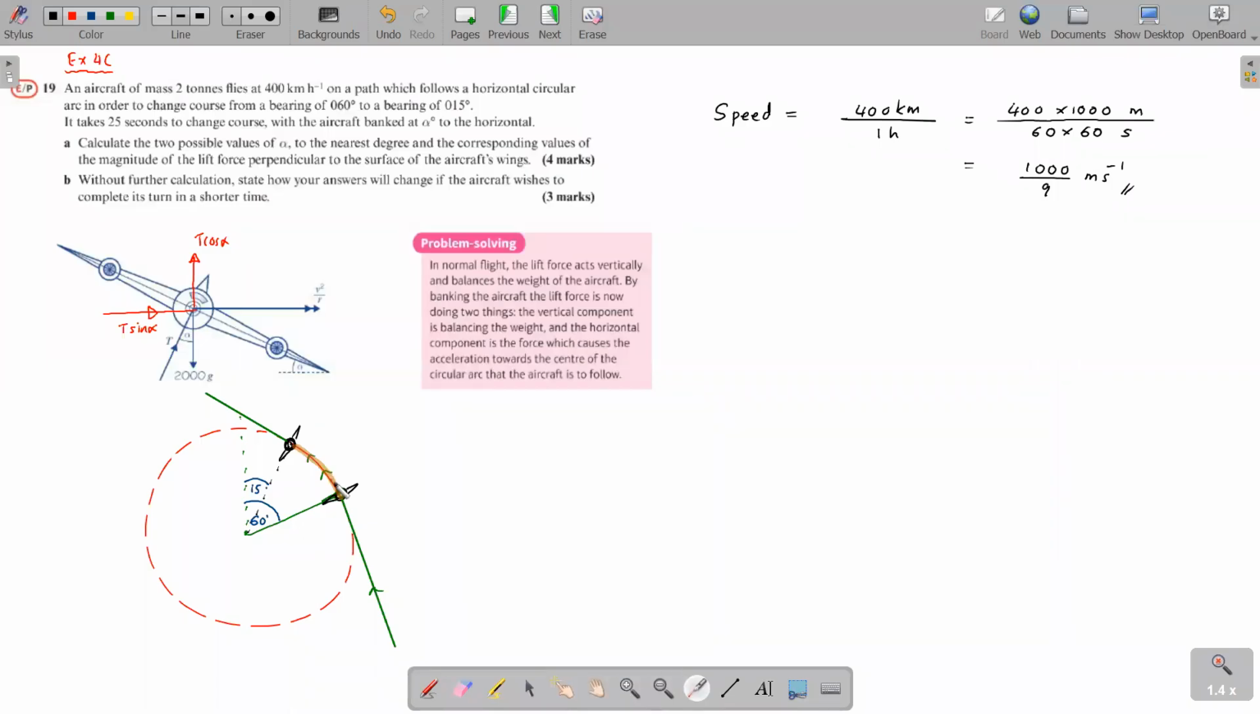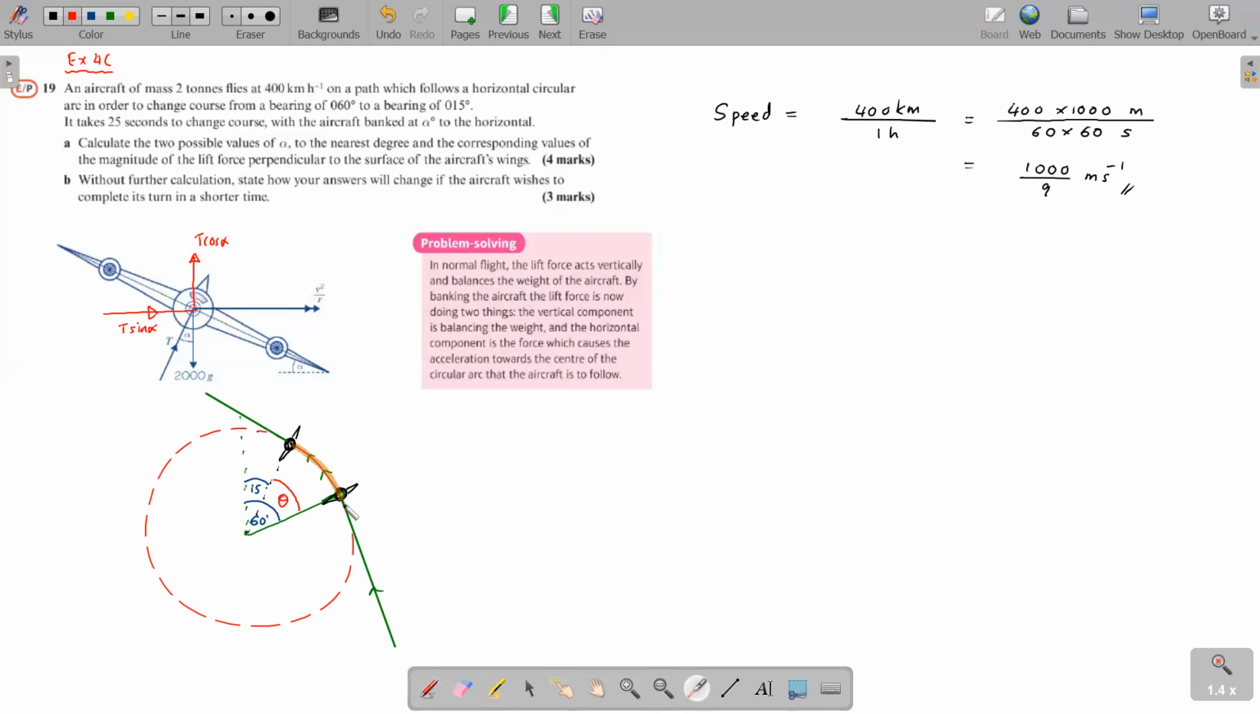All right, guys, one more thing about this changing course. I think they're asking you to calculate two possible values of alpha, right? The way we get two possible values of alpha is actually the direction. Now I've just taken it traveling from 60 to 15 directly in the shortest way, right? So the changing angle here, this theta degree, could be either way.